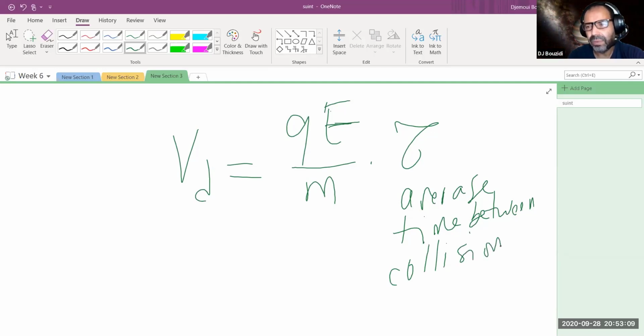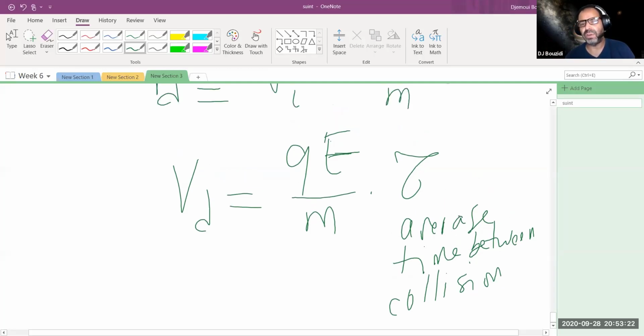Okay, so as long as that time is long enough for the charge to gain enough velocity, they will start drifting. If that average time is short, then hardly any drift develops, and the electric field would not have any effect whatsoever on these charge carriers.